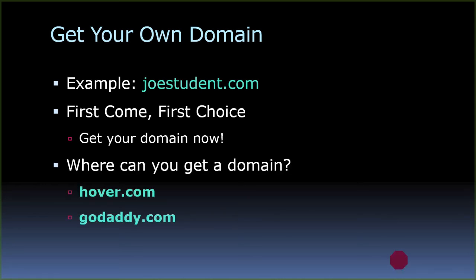How to do it? Well, basically, you go to a site like hover.com or GoDaddy.com. I use Hover a lot. GoDaddy.com is very, very popular. So either one of these, just go to the site and try to see if your name is available as a domain. And if not, then you can do some variations on it to see if you can get it there. But you do want to do it as soon as possible before someone else takes it.